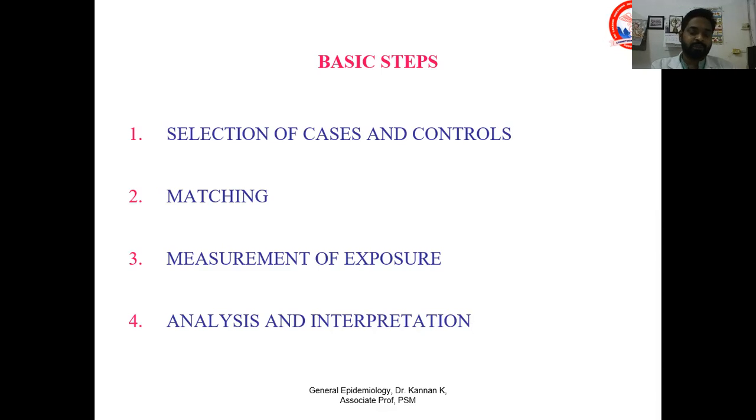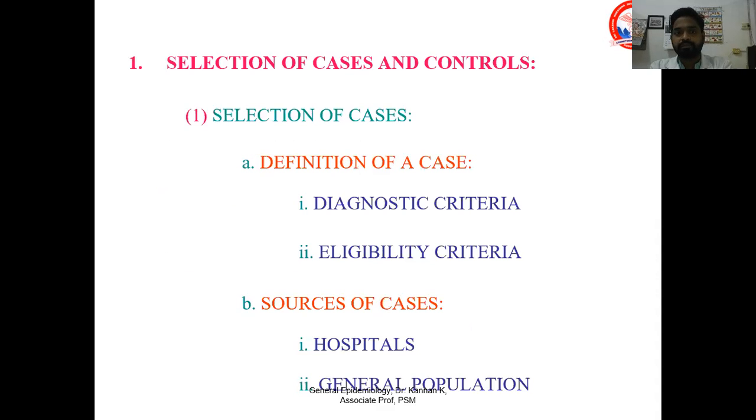Then measurement of exposure. Here we are going to use odds ratio. In a cross-sectional study, we'll find out prevalence. In a cohort, we are going to use incidence, and here we are going to use odds ratio. We'll see what the steps are in calculating the odds ratio in the further slides. Finally, analysis and interpretations.